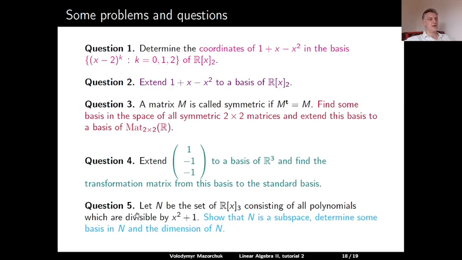Question 5. Let N be the set of all real polynomials of degree at most 3, consisting of all polynomials which are divisible by x squared plus 1. Show that N is a subspace and determine some basis of N and the dimension of N.